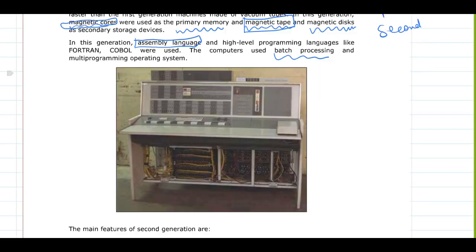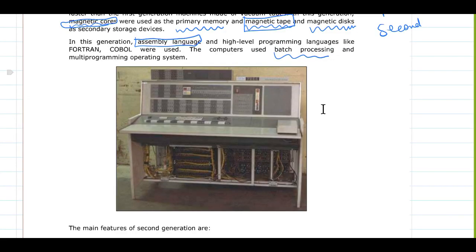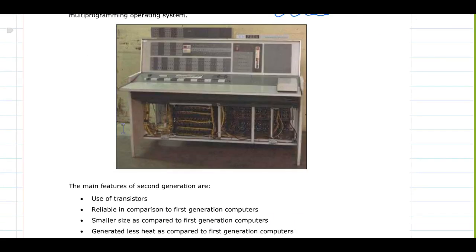So this diagram we are seeing here is an example of a computer. They are now a bit smaller. Now they are not occupying the entire building, but they are occupying an entire desk. So you can clearly see that this is the size of a computer that was used in the second generation.